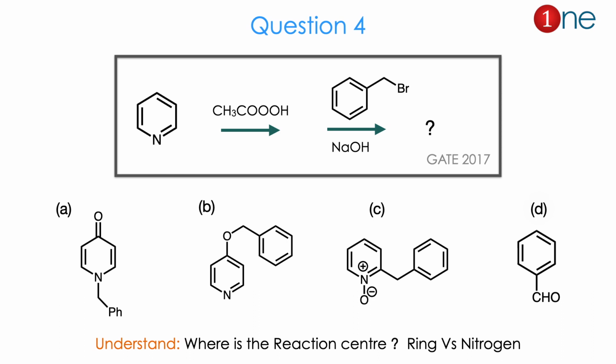The options are like where the substitutions really occur: whether the benzyl is attached to the nitrogen, so you are losing aromaticity there. Second, you are having oxygenation at the para position, again with benzyl attachment. The third is the second position, with benzyl attachment. Fourth is the benzaldehyde here. So the question is really about where the reaction center is, whether the benzyl bromide attacks the ring or the nitrogen. The answer is D. Let us see how.